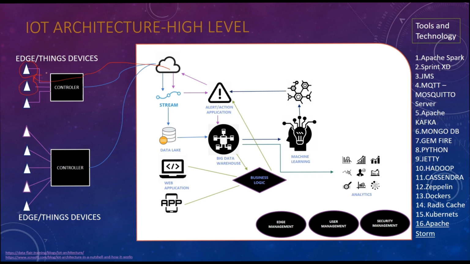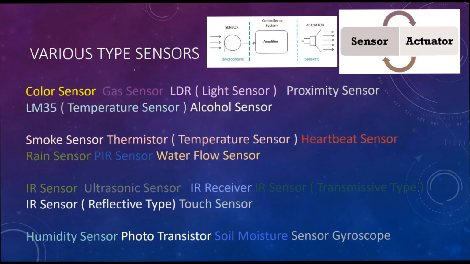And these things send data to the cloud through controllers. So let me show you here the various types of sensors you can see: the color sensor, gas sensor, LDR, light sensor, proximity sensor. Overall this is a sensor, and further the microwave sensor amplifies and sends data to the speaker, and the output you can see here in the actuator.